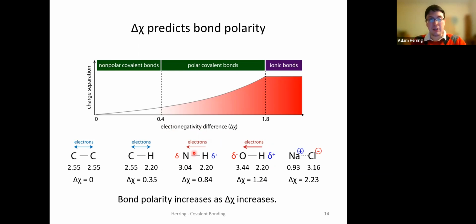You do not need to know the cutoff values for nonpolar to polar or polar to ionic bonds, but rather you're expected to be able to rank bonds based on their polarity differences by thinking about the periodic trend of electronegativity.